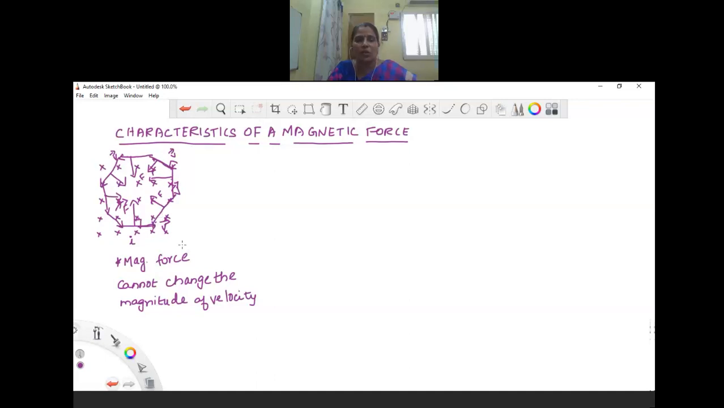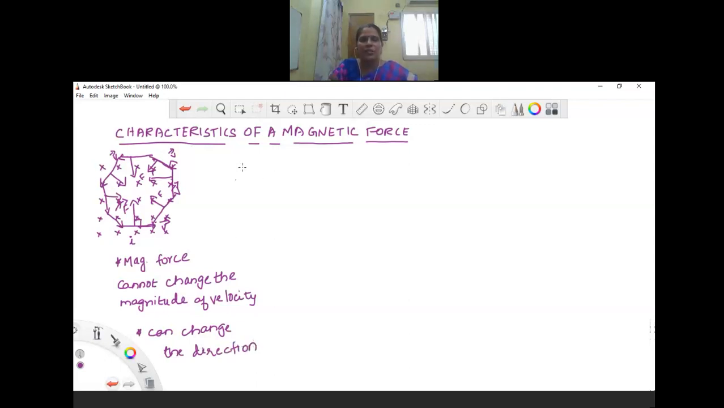And one more thing we have to remember here, children, is that the direction of the force and the direction of the velocity are always at right angles to each other. So this magnetic force cannot change the magnitude of velocity but it can change the direction continuously. So the direction keeps on changing here. So we can say that this magnetic force can change the direction of the moving charge, the charged particle.